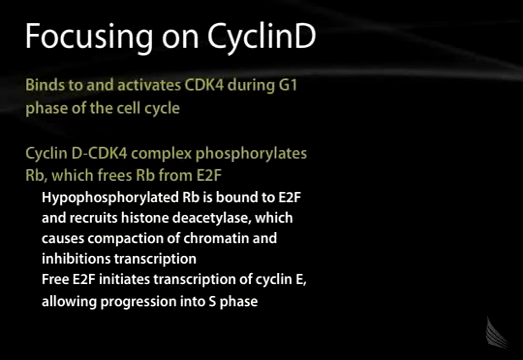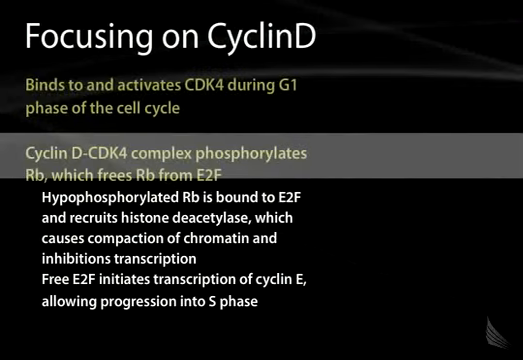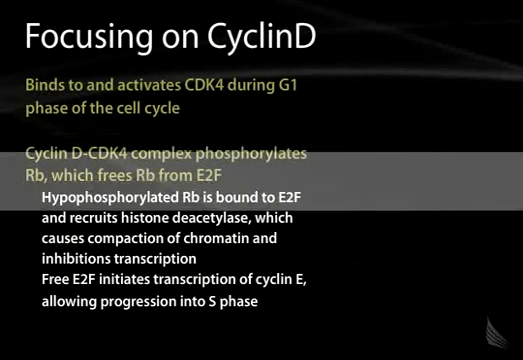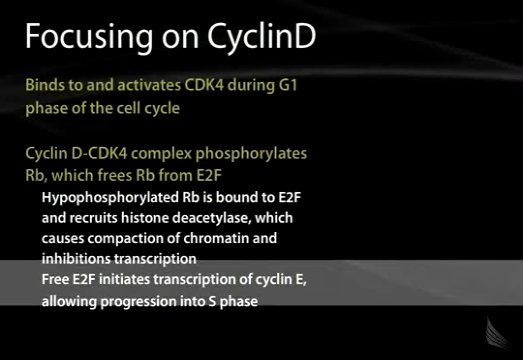Let's focus for a moment more closely on cyclin D1. Cyclin D1's role is to bind and activate CDK4 during the G1 phase of the cell cycle. This complex of cyclin D1 and CDK4 phosphorylates the retinoblastoma protein, which frees retinoblastoma from E2F. The hypophosphorylated form of retinoblastoma is bound to E2F and recruits histone deacetylase, which causes compaction of chromatin and inhibits transcription. The freed form of E2F initiates transcription of cyclin E, allowing progression of the cell into the S phase.